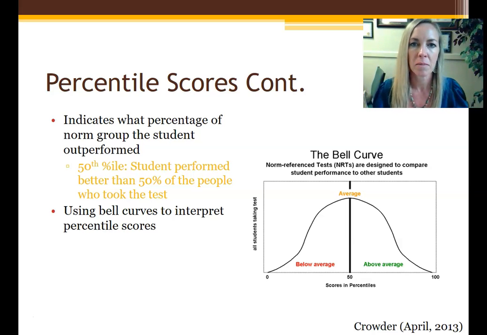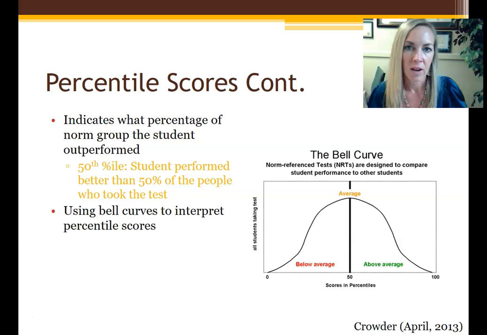A 50th percentile means that they scored better than 50% of the group, right there in the middle, right there at the mean. Using a bell curve is how we interpret this. So you can see average is right in the middle. That's the 50th percentile. Above average would be anything above that, and below average would be anything below the 50th percentile. But essentially, only the bottom 12 percent indicates a very significantly low score, and the top 12% would indicate a significantly above average score.